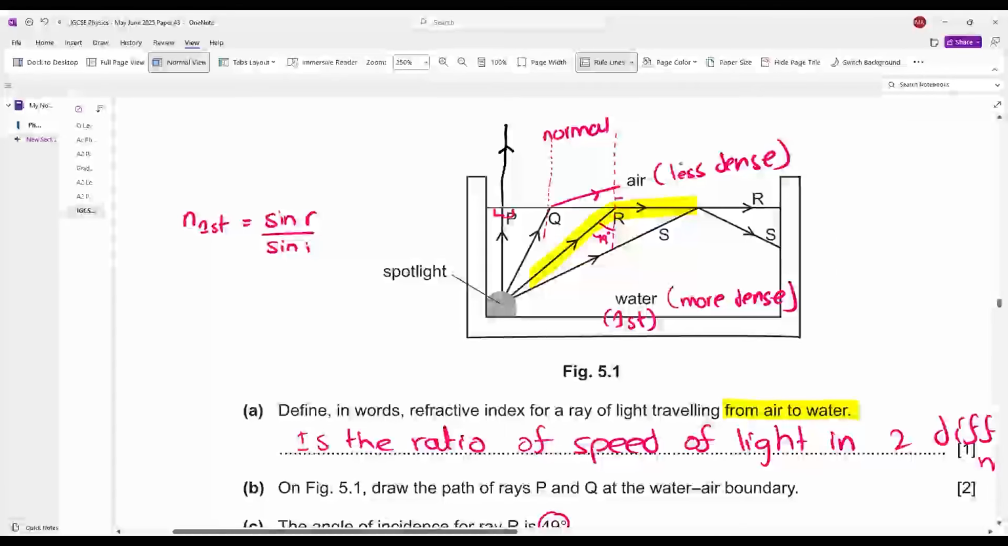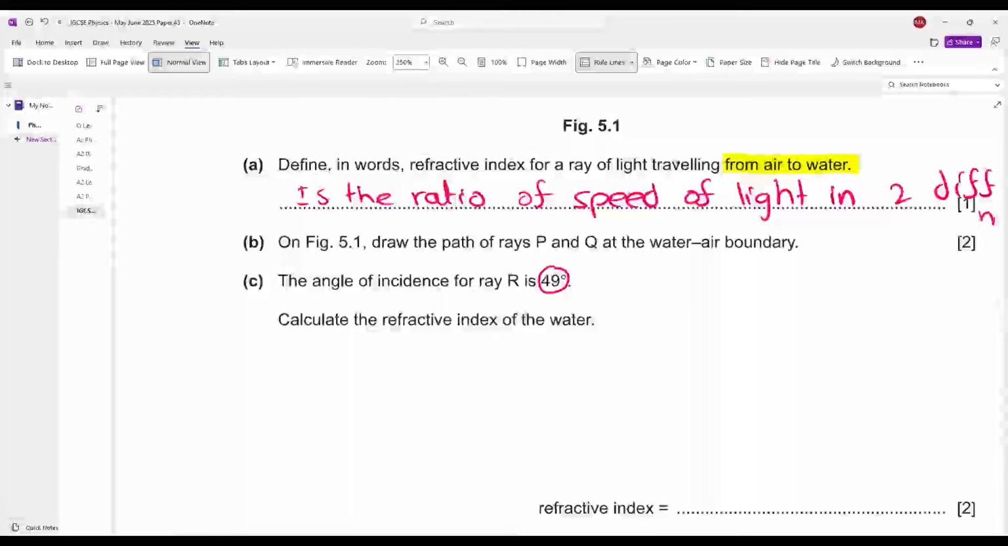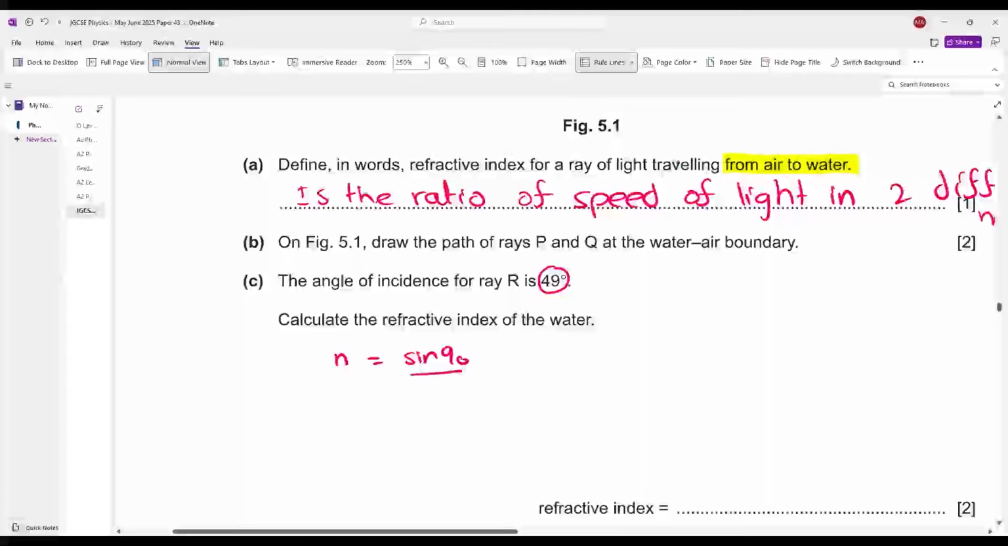What is the angle of refraction? 90 degree, because this is a critical angle case. What is sin i? 49. So n is equal to sine of 90 divided by sine of 49. Can you calculate the refractive index? Yes. Very easy. 1 divided by sine of 49.